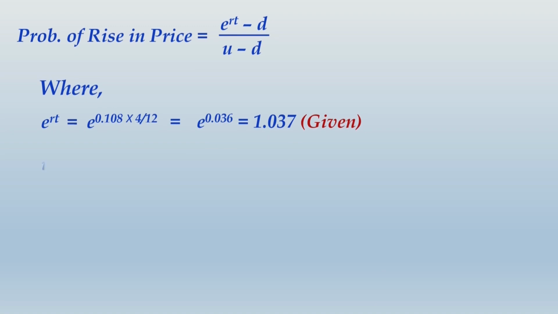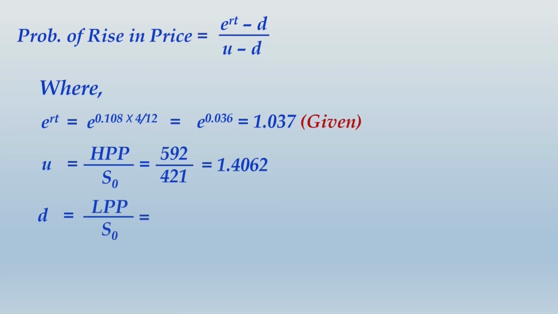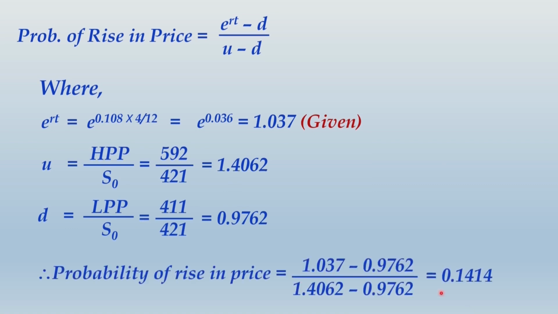Further, U will be HPP divided by S0, that will be 592 divided by 421, that gives you 1.4062. D will be lower probable price divided by S0, that is 411 divided by 421, and that gives you 0.9762. So probability of rise in price will be basically this factor. So e raised to RT is 1.037. So e raised to RT minus D divided by U minus D, you can apply the calculation and you will find the probability as 0.1414. So what we can conclude over here, the probability of rise in price is actually very low. So taking a call option with such a low probability could be very risky, and that is what we will advise. But first you write up this calculation and then we write up that conclusion as well.